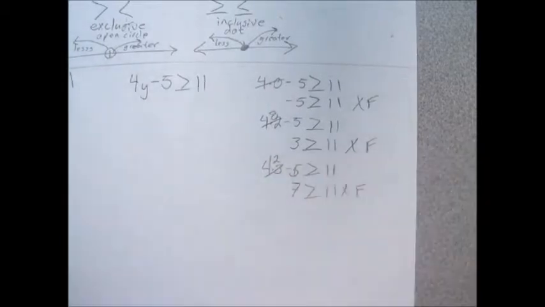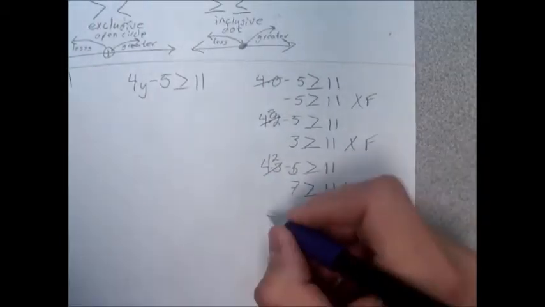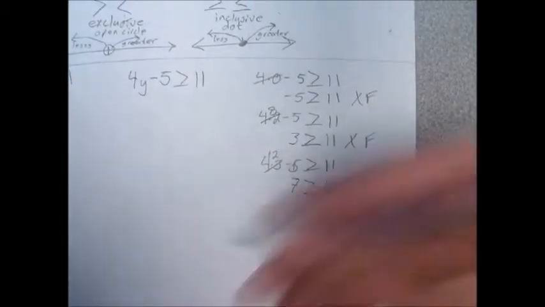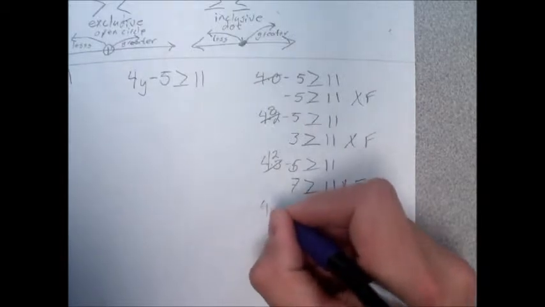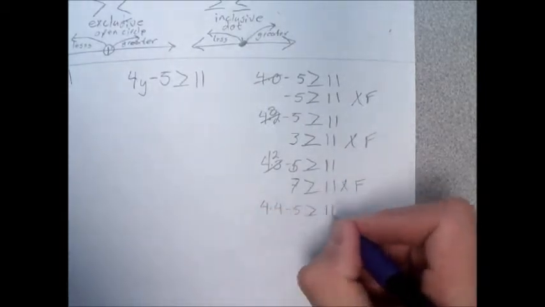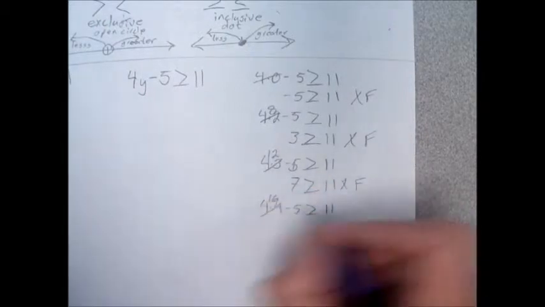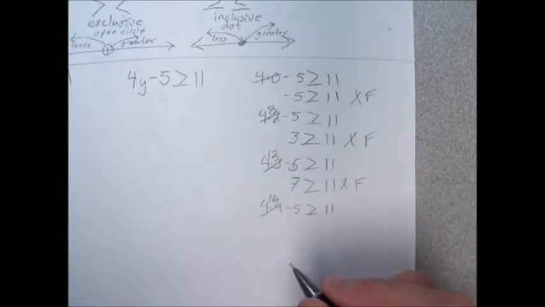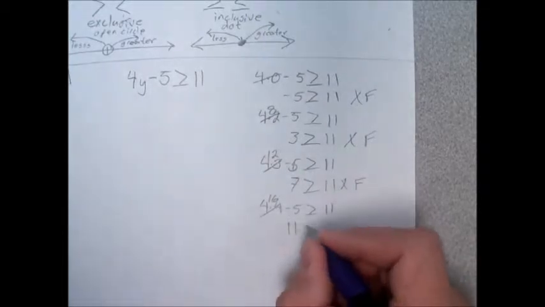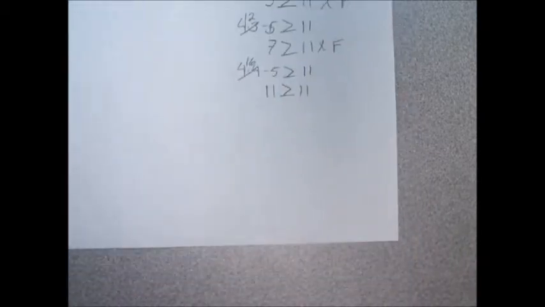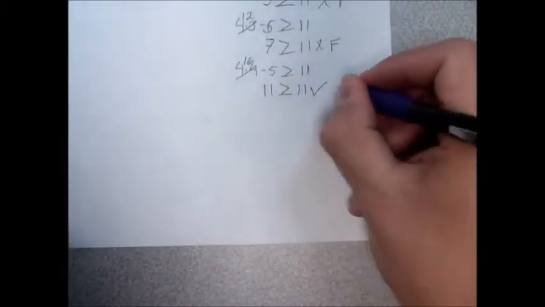Easy enough. And the last one is where we plug in, I was supposed to plug in 4. Let's plug in 4, I guess. 4 multiplied by 4 minus 5 is greater than or equal to 11. So 4 and 4 make 16. 16 minus 5 is 11. 11 is greater than or equal to 11. True or false? True. So I give that check mark and a T.